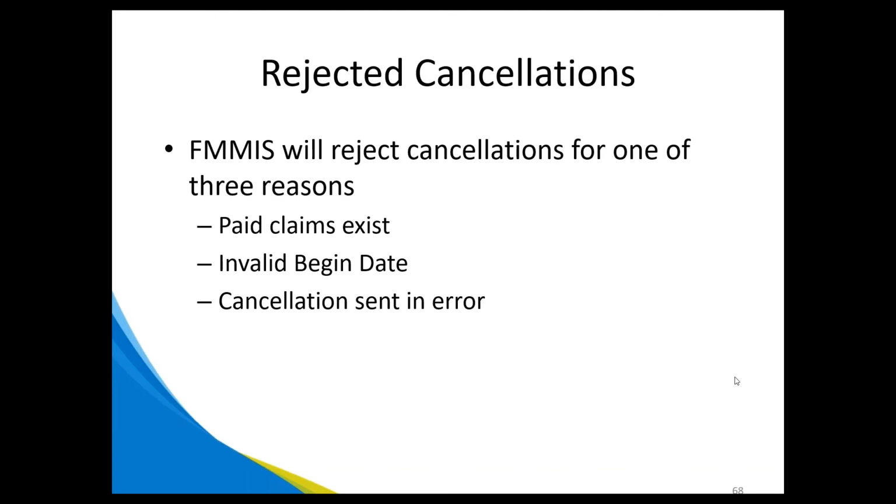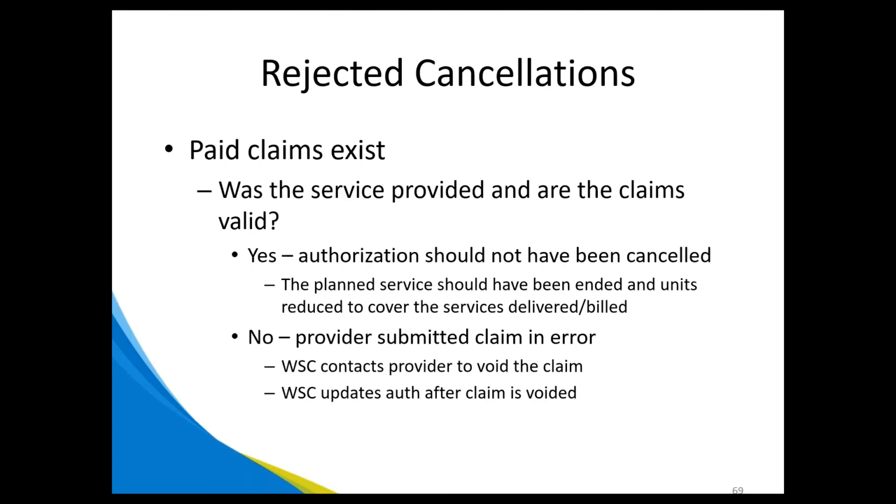So here's the rejected cancellations. One of these 3 reasons is probably why you're getting that rejected cancellation. Big one is going to be the paid claims exist. You might have an invalid begin date, or the cancellation was sent in error. So if paid claims exist, then you have to ask yourself, was the service provided and are the claims valid? And if the answer is yes, then that authorization should not have been canceled. Maybe the planned service should have been ended and the total units reduced to cover what's been delivered as a service and billed, but it should not have been changed to terminated on the planned service status.